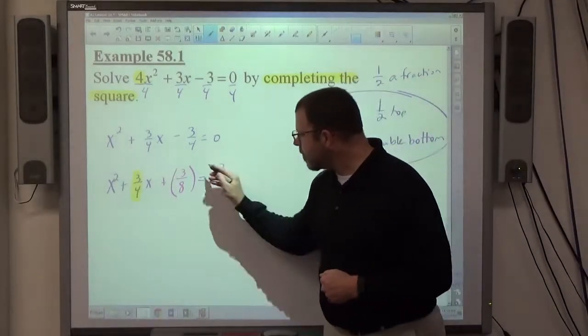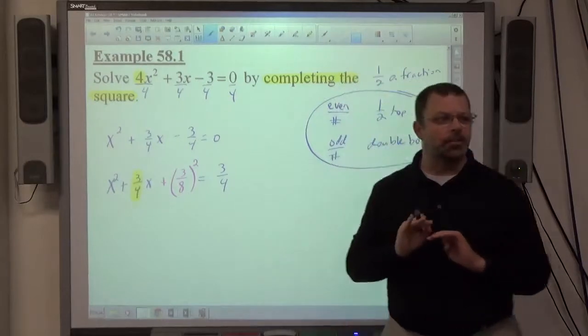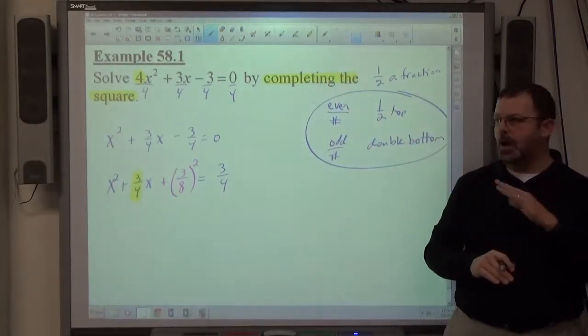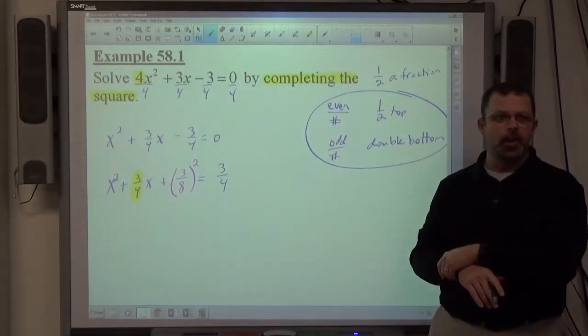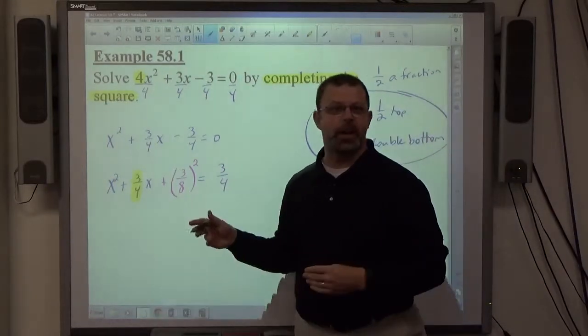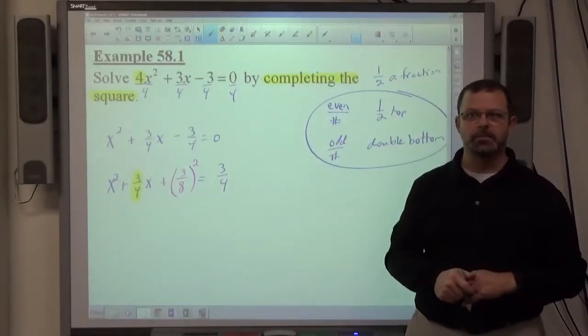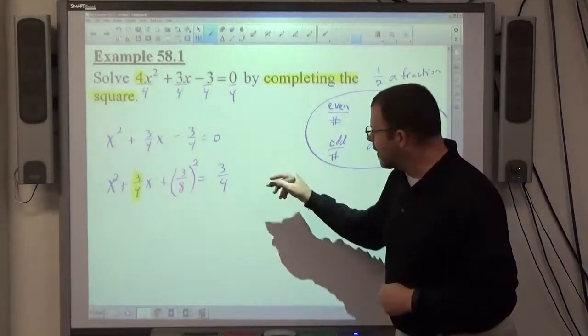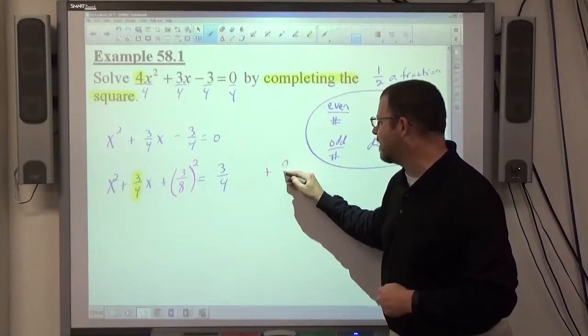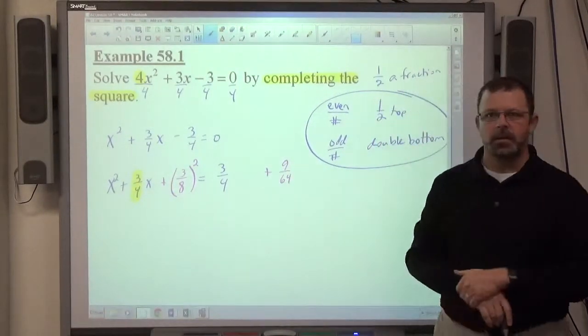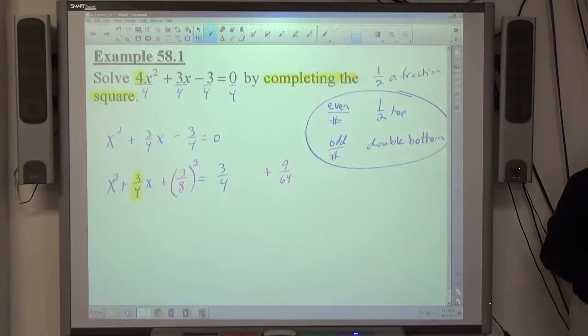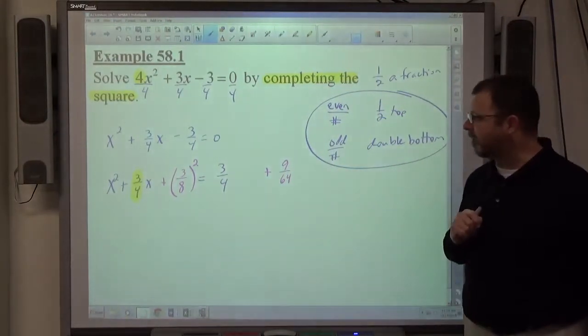I'm supposed to square that. Now, when there's a fraction present, that's how I do it. I write on that side 3/8 squared, because the very next step I'm going to take the square root of it anyway. So why do I need to multiply it out? There's no need. On this other side, though, I'm going to do plus 9/64. The way I did that, I simply multiplied the top by itself, the bottom times itself. 3 times 3 is 9, 8 times 8 is 64.